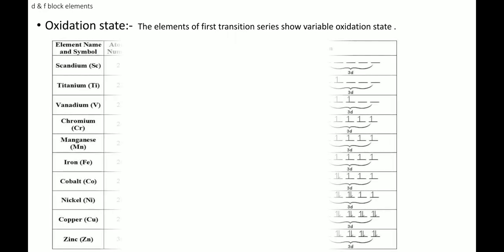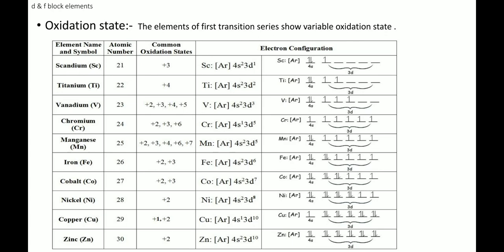As I had explained the oxidation state of the first transition series, variable oxidation state, previously I had explained, same thing is here. This is scandium, titanium, vanadium, chromium, manganese, iron, cobalt, nickel, copper and zinc. On the basis of their electronic configuration, it slowly increases. So scandium can show +2 as well as +3, but the most common is +3.